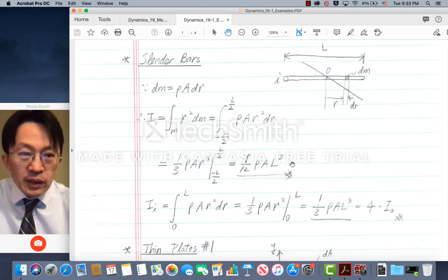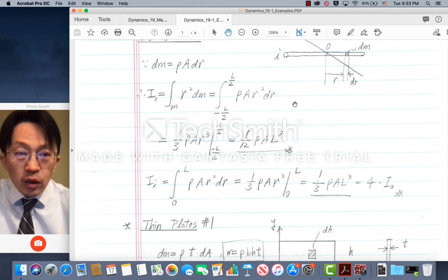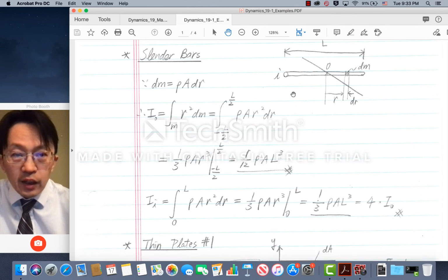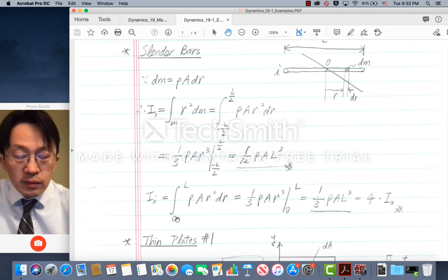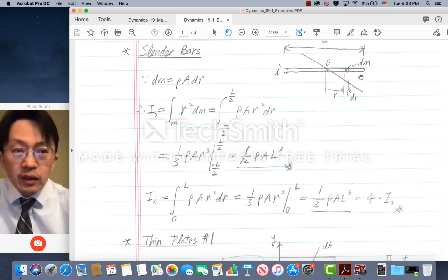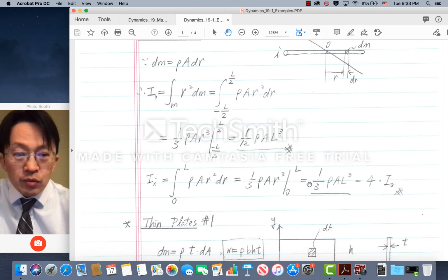Now, obviously, we know that if we choose a different point other than the center of gravity, in this case point O here, both the lower bound and the upper bound will change. So what if we consider point I? If we consider point I instead of point O and carry out the same integral, this time the lower bound will be 0 and the upper bound will be capital L, because we integrate from this end, which is 0, to the other end, which is capital L. We do the same integral, and the result becomes 1/3 of rho times A times L cubed.